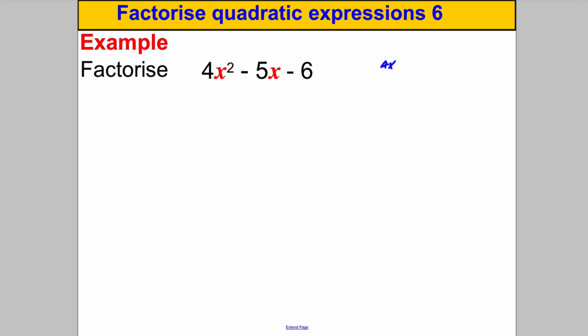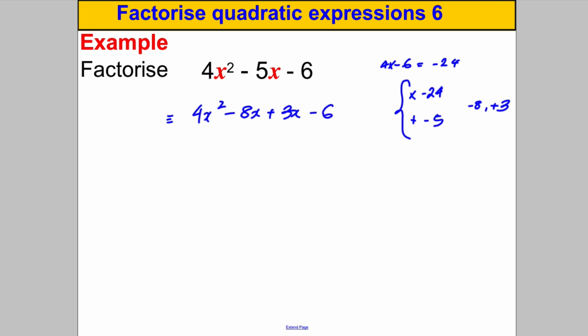Step 1, 4 multiplied by negative 6 is negative 24. Ask yourself this question, can you think of two numbers that multiply to negative 24 and add up to negative 5? I can, negative 8 and positive 3. So I'm going to break up this negative 5x into negative 8x and positive 3x. So I'm going to say this is identical to 4x squared, subtract 8x, add 3x, take away 6.